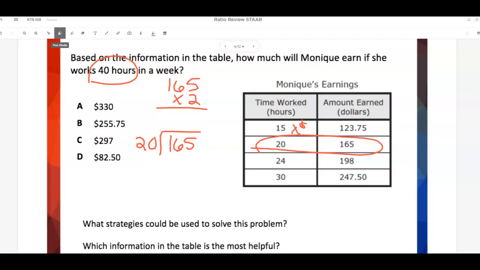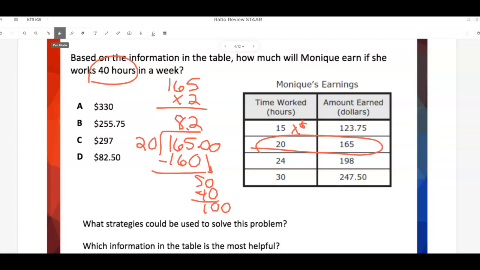So 20 is not going to go into 16, but it will go into 165. Think of 2 going into 16. 2 times what is 16? 8. So 20 times 8 is 160. Subtract, get 5. I have to add a couple of zeros. How many times does 20 go into 50? 2. You can take out the 0 and just not after.